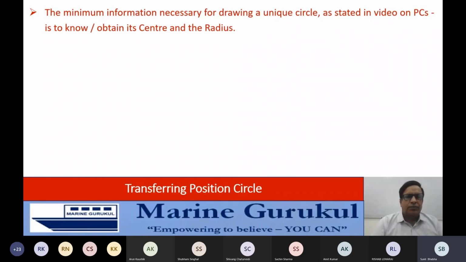Beta, is the picture and the audio coming clear? Yes. Yes. Okay, all right.